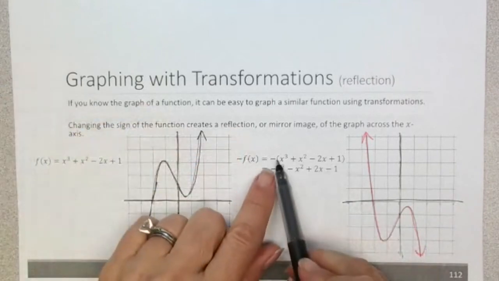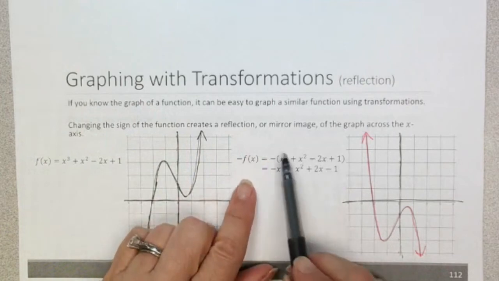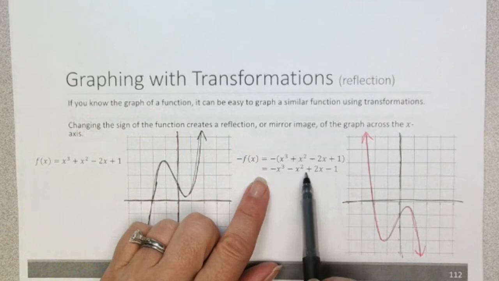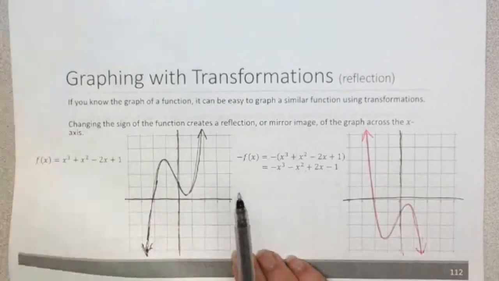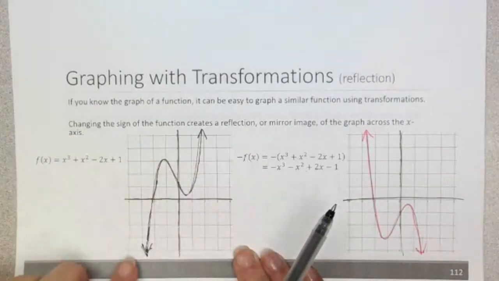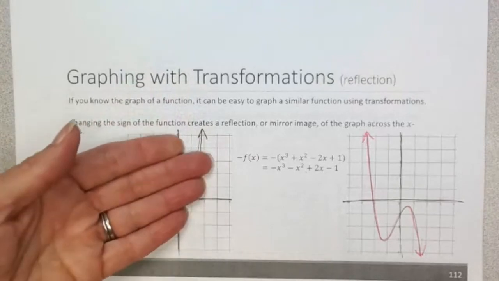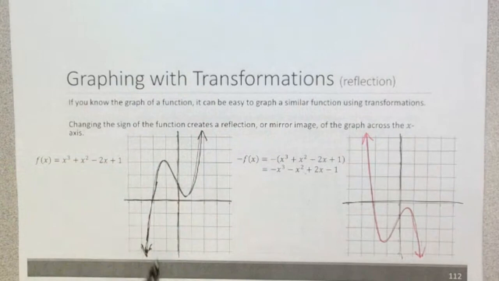So negative f of x is, we make that whole function negative. Everything in the parentheses becomes negative. Or if we were to distribute that negative, we would get negative x cubed minus x squared plus 2x minus 1. And that's the reflected graph. That's negative f of x. If f of x is this guy, negative f of x is going to be this guy, the black graph reflected across the x-axis. It's going to be this pink graph.